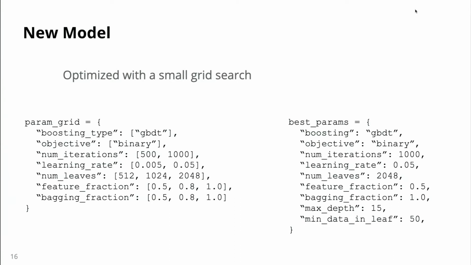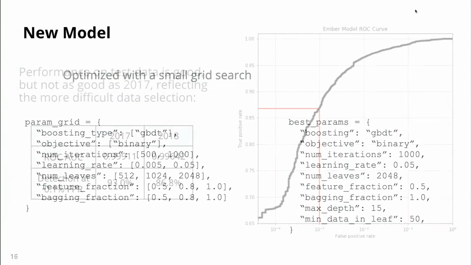Along with these new samples and new features, we have a new model. It is no longer just trained with default LightGBM parameters. We did a small grid search. This is the grid that we searched over, and then these are the best fit parameters we found, and these are the parameters that we trained the EMBER 2018 benchmark model on.